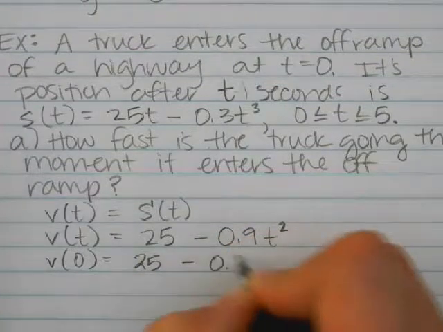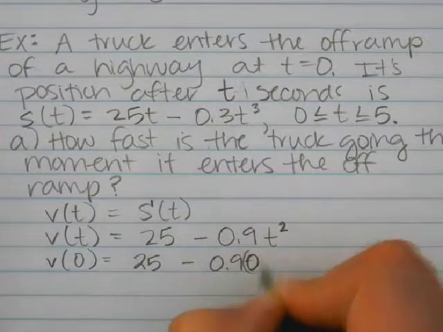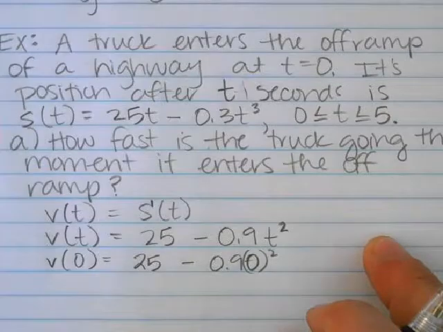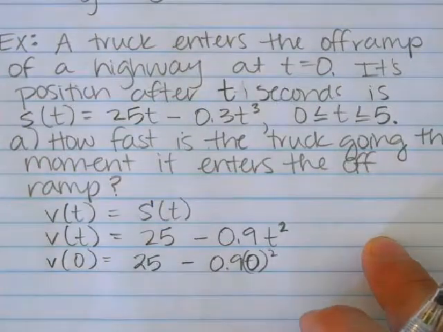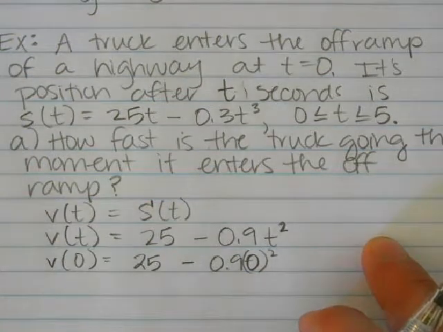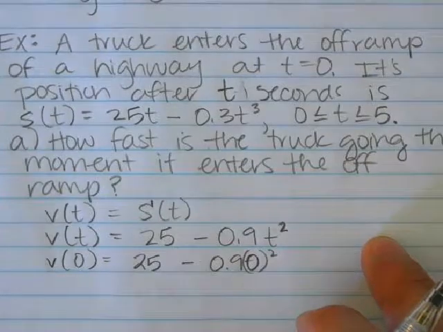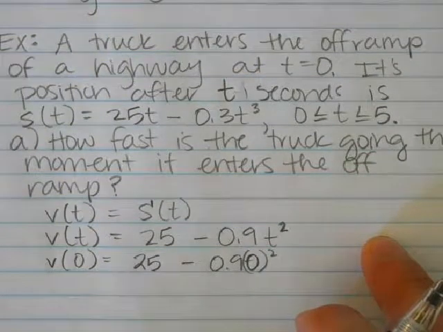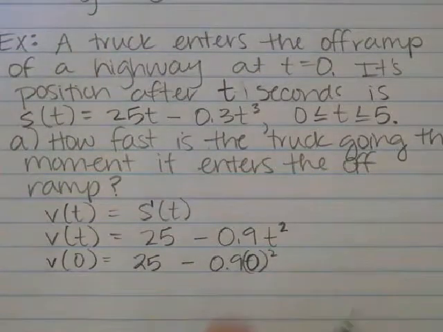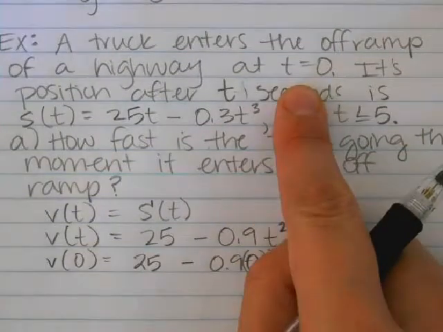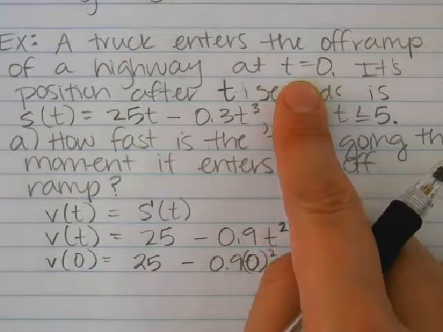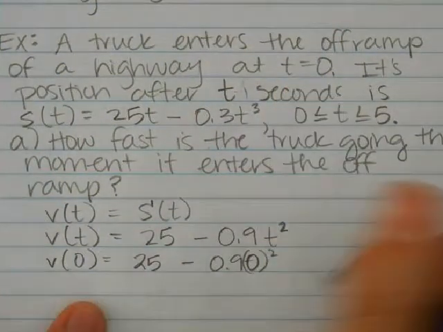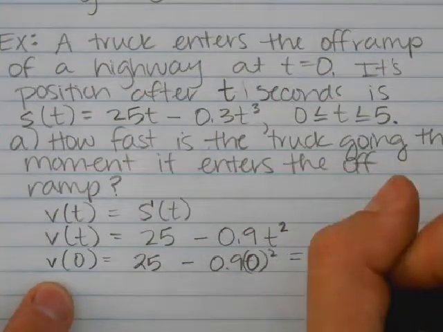So they asked, how fast was the truck going the moment it enters the off-ramp? So they're asking, what is the velocity the moment it enters the off-ramp? And the moment it entered the off-ramp, we look earlier on in the problem at what we wrote down. They said that was at time equals 0 seconds. And so we just plugged in 0. That's it. So we end up getting 25.